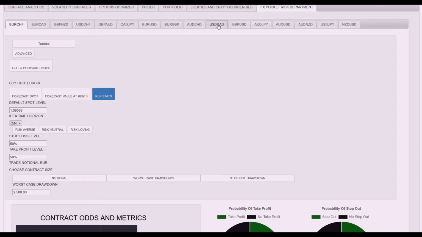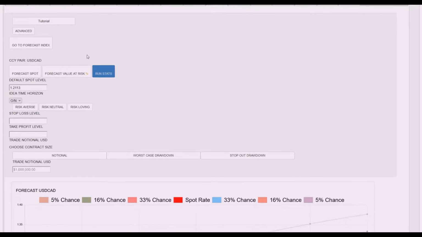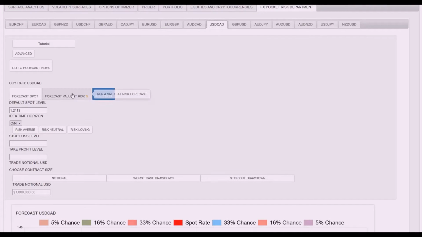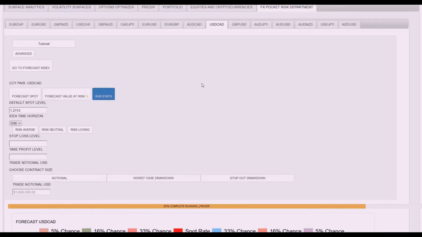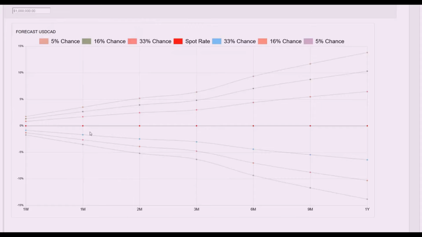In this video, I'll be showing you guys how to structure a trade with the VolatilityFX Pocket Risk Department. Let's switch to $CAD on the tab and start off by seeing our best and worst case scenarios for our $CAD cash flow over time. We'll click the Forecast Value at Risk button and we'll see that in 2 months we are risking 5.3% and in 1 year we're risking 13.8%.